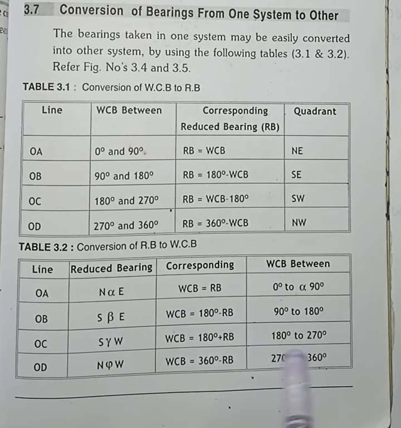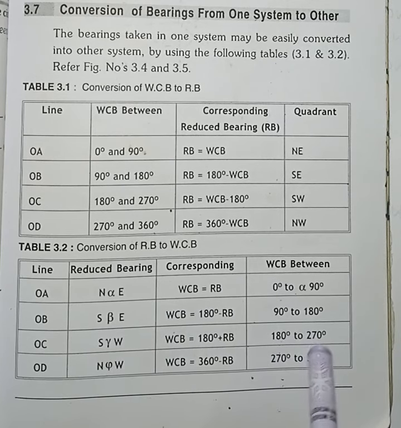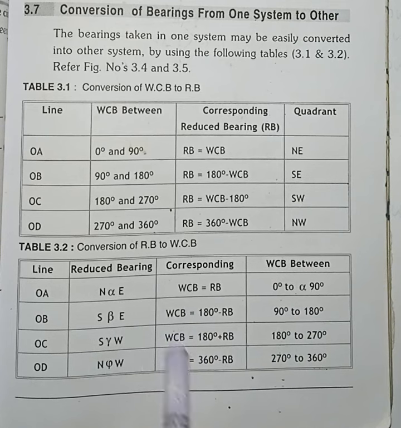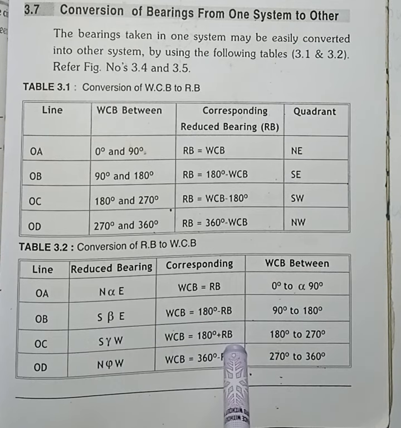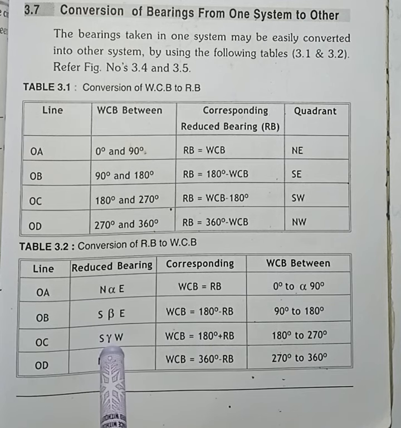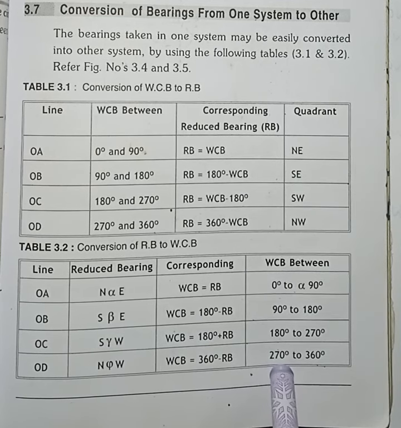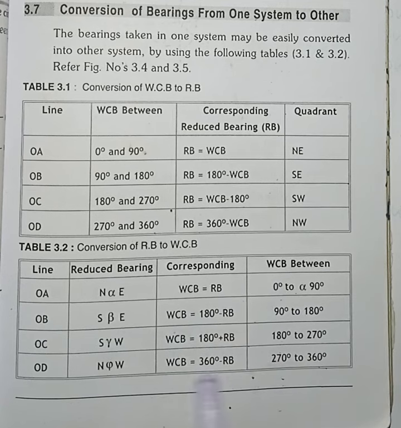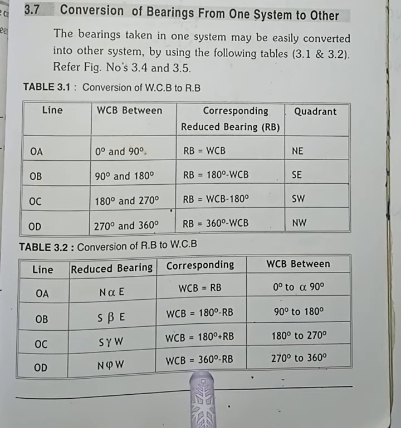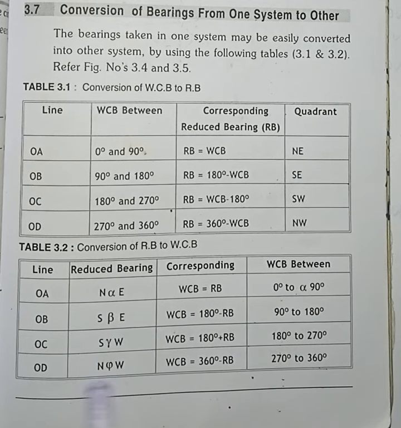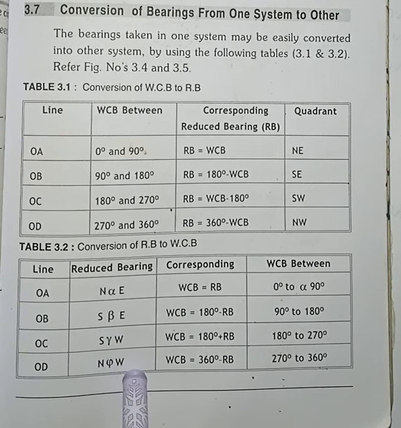Whenever the bearing is between 180 to 270 degrees, whole circle bearing equal to 180 degree plus reduced bearing. It is southwest quadrant. Whenever the bearing is between 270 degree to 360 degree, whole circle bearing equal to 360 degrees minus reduced bearing. It is in case of the northwest quadrant.